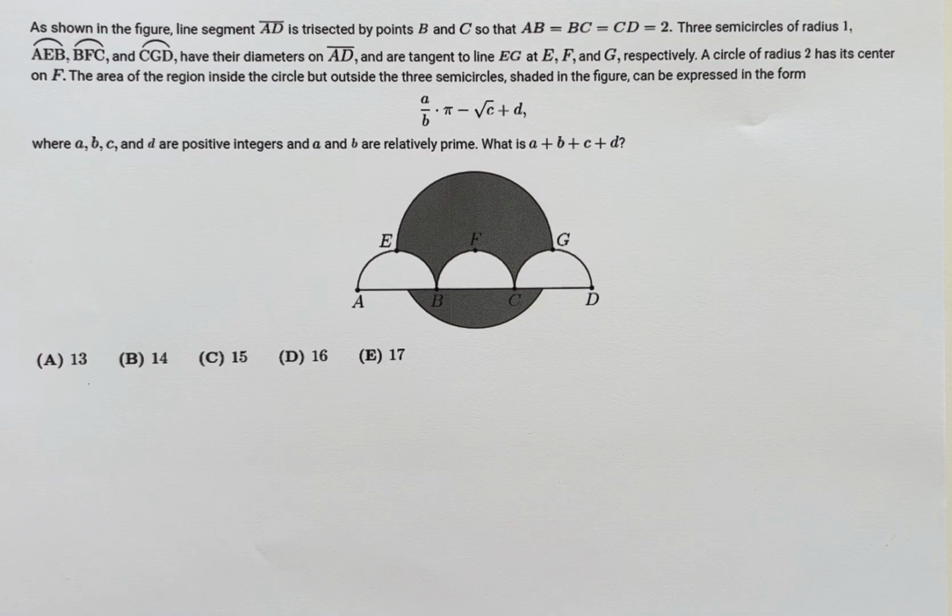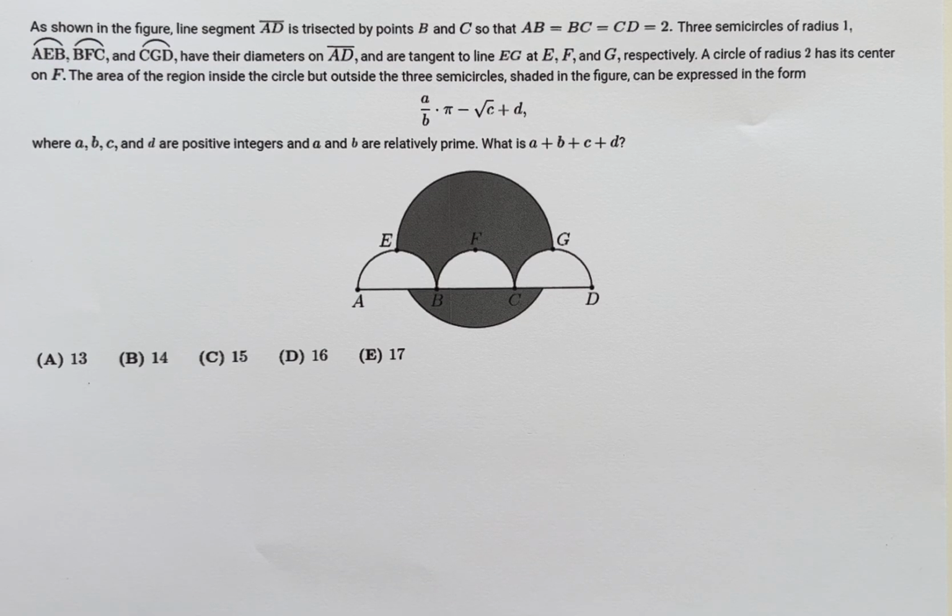In this video, I'll be discussing the 2019 AMC 10B question number 20. As shown in the figure, line segment AD is trisected by points B and C, so that AB equals BC equals CD equals 2.